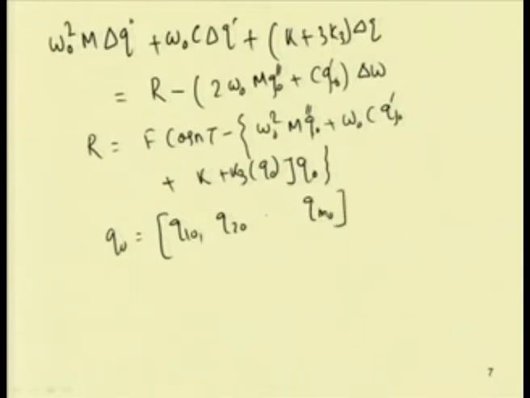So, if we take an m degree of freedom system, then this q 0 can be written in this form, that is q 0 will be equal to q 1 0, q 2 0, up to q m 0. For a single degree of freedom system, this will be equal to only q, or q 1 0. And here delta q is equal to delta q 1, delta q 2, up to delta q m. So, this is a transpose of this.